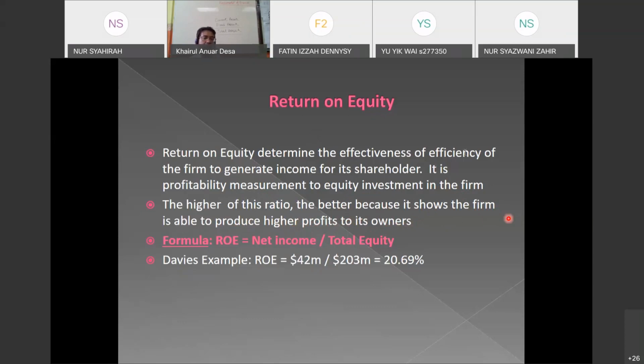Remember, one of the ultimate objective of the company is to increase or to maximize the shareholders' wealth. Salah satu objektif penubuhan syarikat selain daripada memaksimumkan keuntungan adalah untuk memaksimumkan kekayaan pemegang saham. Because the pemegang saham, the shareholders is our true owner of the company. So the formula of ROE is net income over total equity.